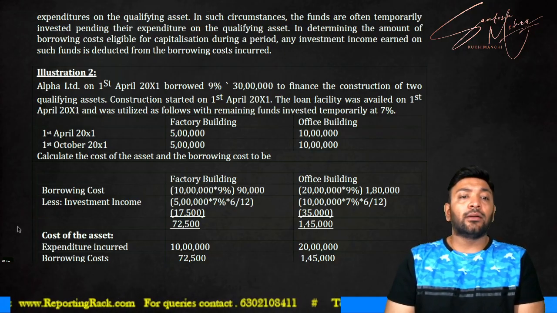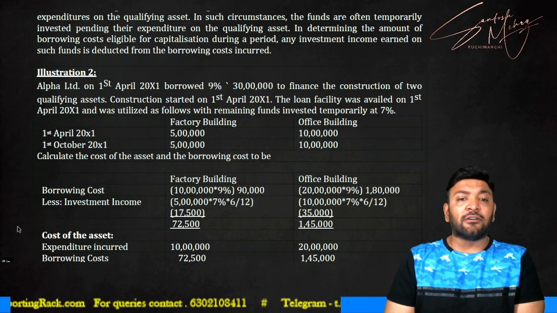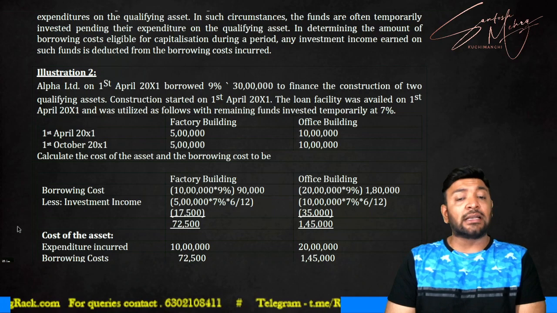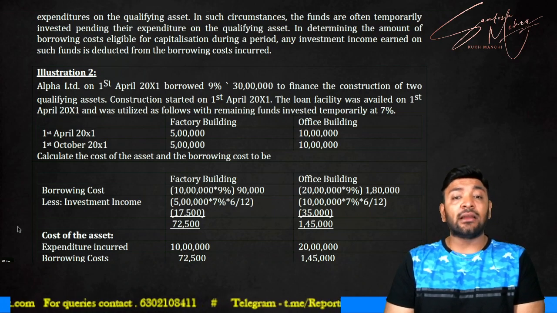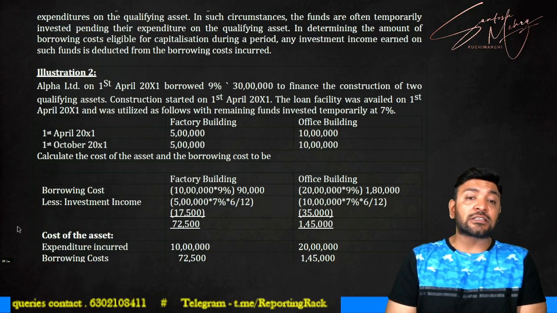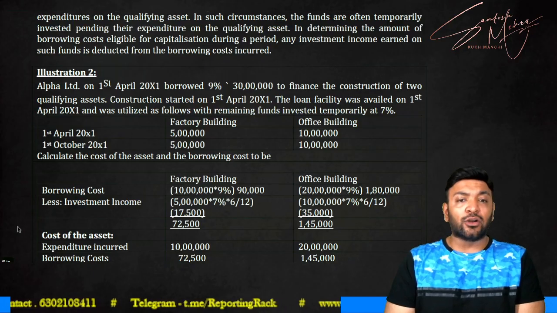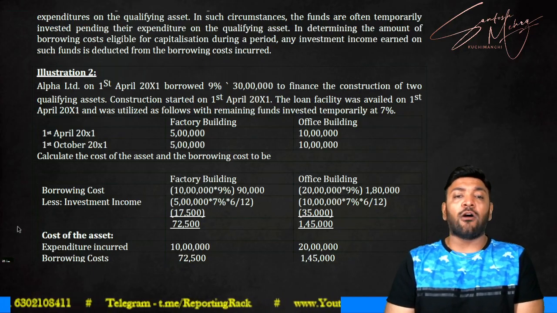Look at it. 1st April, the factory building, I've incurred 5 lakhs. Office building, I've incurred 10 lakhs. The total amount which I incurred is 15 lakhs. But the next amount I incurred only on 1st October. Again, I've incurred 5 lakhs towards factory building and 10 lakhs towards the office building.